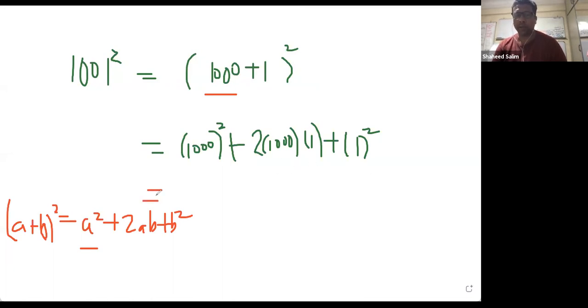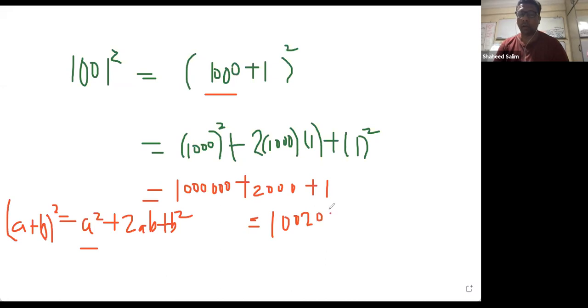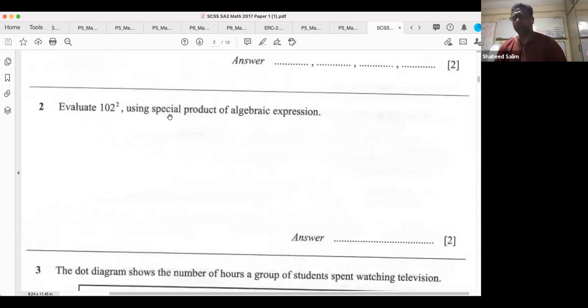So what is it? You don't need to use a calculator. 1000 squared is 1 million, plus 2 times 1000, 2000, plus 1. I'm not using a calculator now. So what's the answer? 1,002,001. Like that. So you must do the same thing now. It follows this one. Can we try? 102 squared.